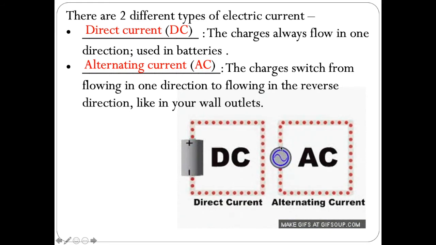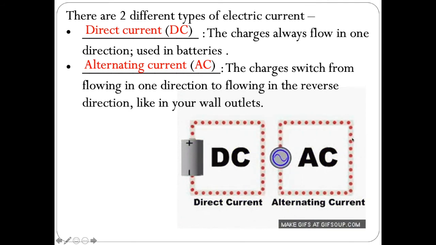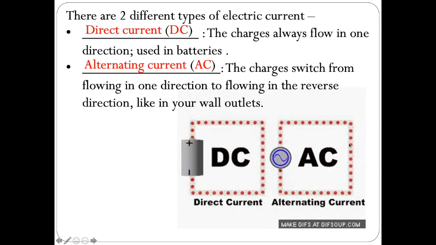But look at the alternating current. The electrons go up, down. Or if I look here, right, left, or down, up, down, up. So they're alternating or reversing.